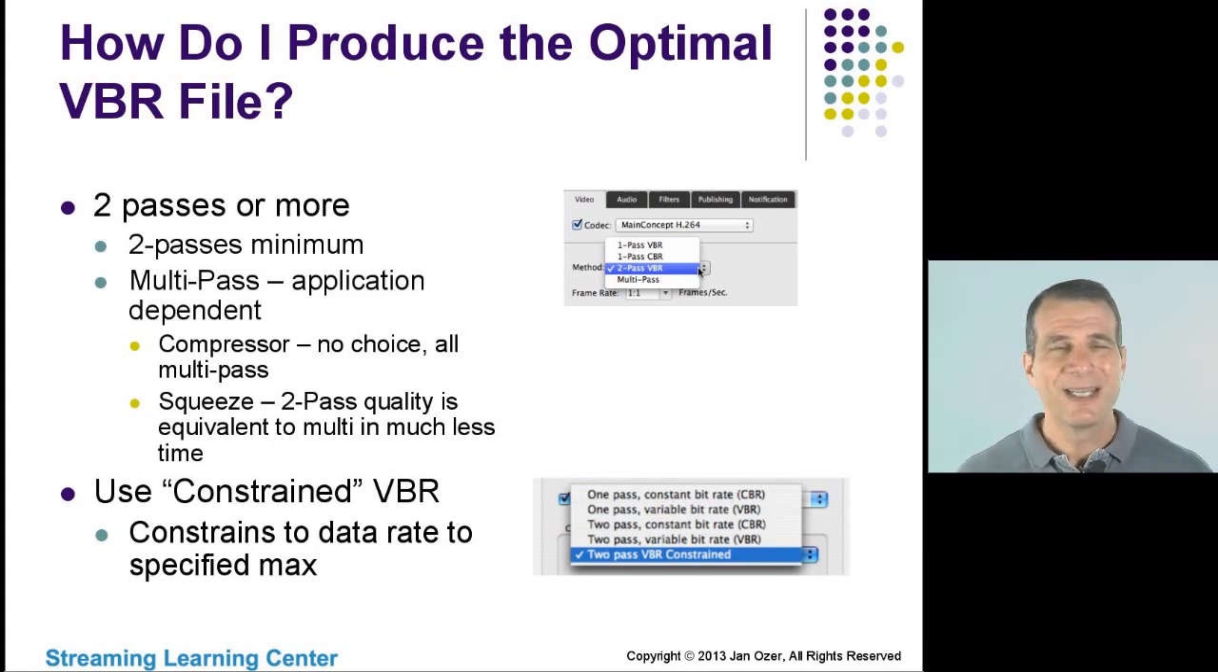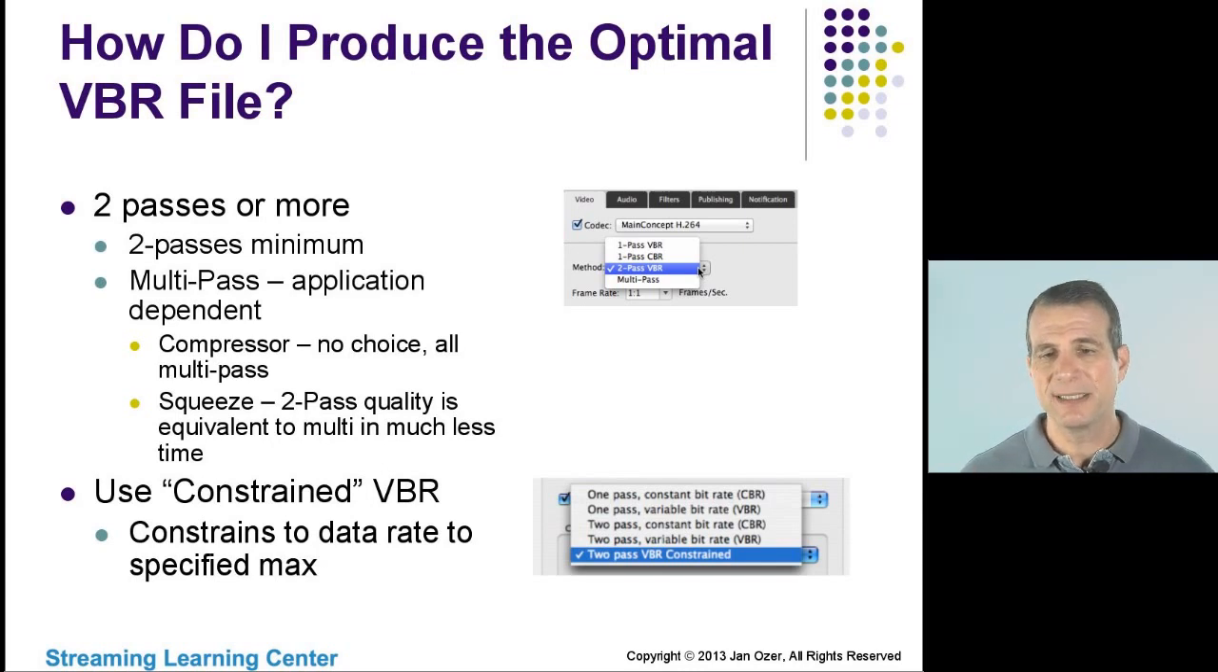With Sorensen Squeeze, you can take 2 or 3 times as long to encode with multi-pass, and the quality difference just isn't that significant. I've done the test, and the quality difference isn't noticeable. So when I produce with Sorensen Squeeze, I always use 2-pass, not multi-pass. On the other hand, if you're encoding with Apple Compressor, you don't have the option to choose 2-pass. It's all multi-pass or single pass. So, learn your application program, learn what the options are. If you have the option for 2 versus multi, do some tests and see if there's a difference. With Squeeze, there wasn't.